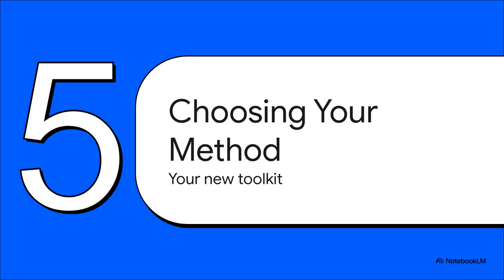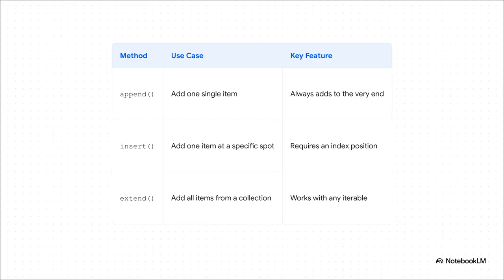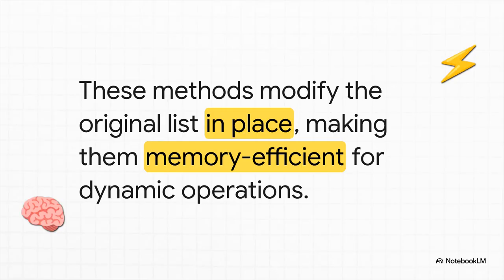So we've got 3 tools in our belt now: append, insert, and extend. The million-dollar question is, when do you use which? Let's break it down so it's super clear and you'll always know which one to grab. Okay, think of this table as your cheat sheet. It's really simple. If you need to add just one thing to the end, append is your best friend. Need to add one thing, but in a very specific spot? That's a job for insert. And if you need to add a whole bunch of things from another collection, you're going to want to use extend.